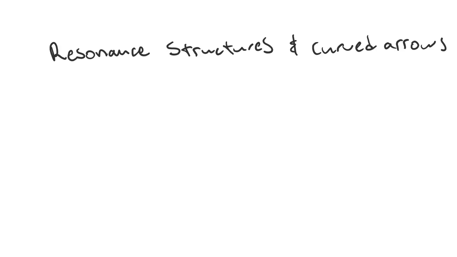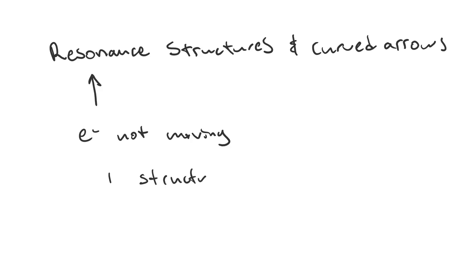Okay, we're going to talk about resonance structures and curved arrows. Some important things about resonance: we're not really talking about electrons moving. What we're talking about is the fact that a single Lewis structure, or one structure, is just not adequate to fully represent the bonding. So we're talking about electrons that are delocalized. The actual molecule is the average of the resonance structures.